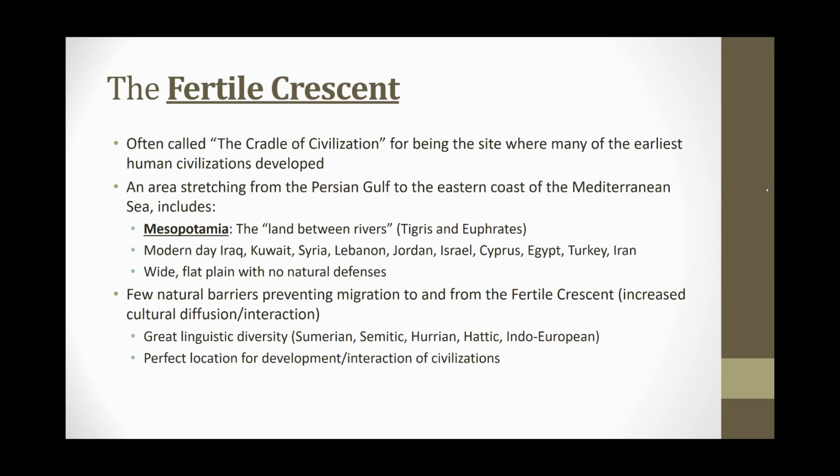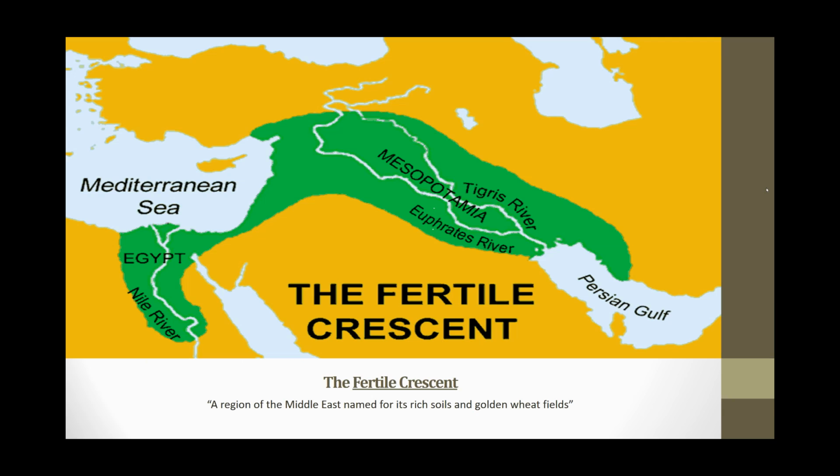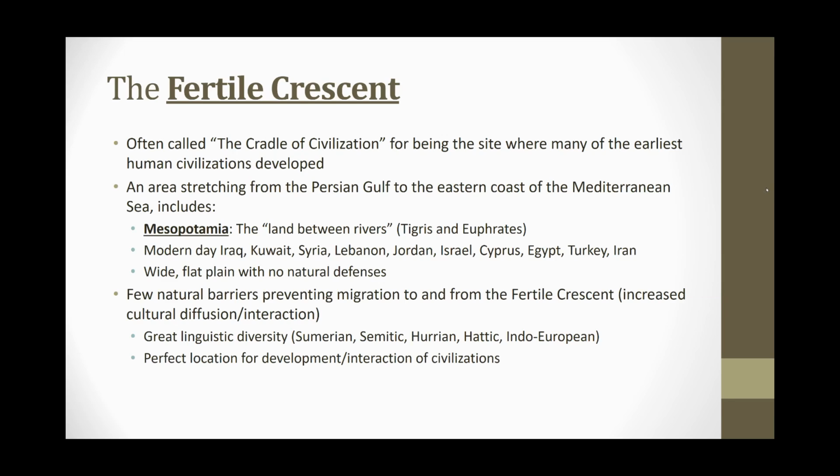Okay, the slide here gives you a little bit more explanation about what areas we talk about, but you can see them here on the map. It's basically the Persian Gulf area to the eastern coast of the Mediterranean Sea. It includes such modern-day countries as Iraq and Kuwait, Syria. You can read the list there. I'll never ask you what those modern states are. But I will ask you these two things.